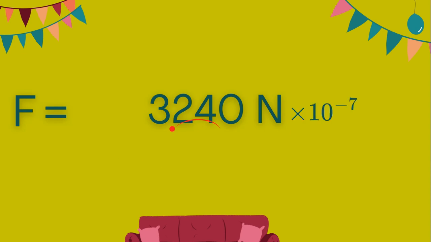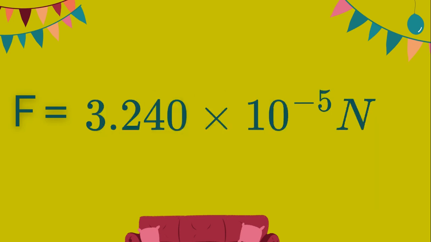Now we add the number of spaces we moved the decimal point to the exponent of 10 to the negative 7. Here we moved the point 2 spaces, so we add 2 to negative 7. Negative 7 plus 2 equals negative 5, so the final answer is 3.24 times 10 to the negative 5th newtons.